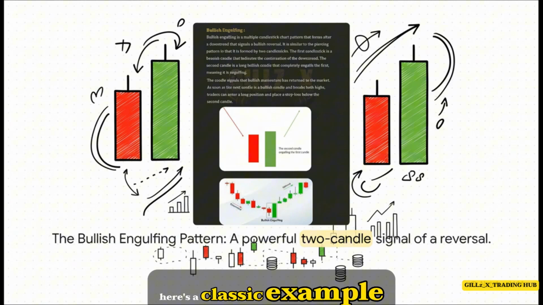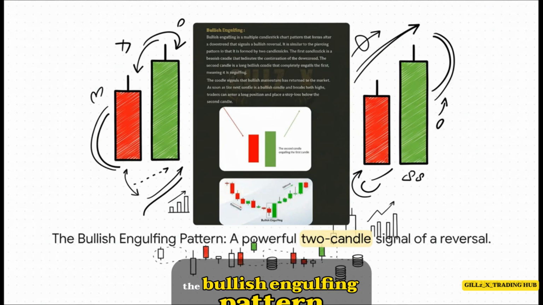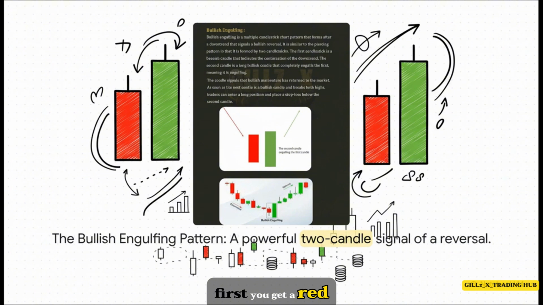So here's a classic example, the bullish engulfing pattern. It's a 2-candle story. First, you get a red candle. The downtrend is continuing, sellers are feeling pretty good, but then, bam! The next candle, the buyers come in with so much force that the new green candle completely swallows, or engulfs, the entire red candle from before. It's just a huge, dramatic shift in power.